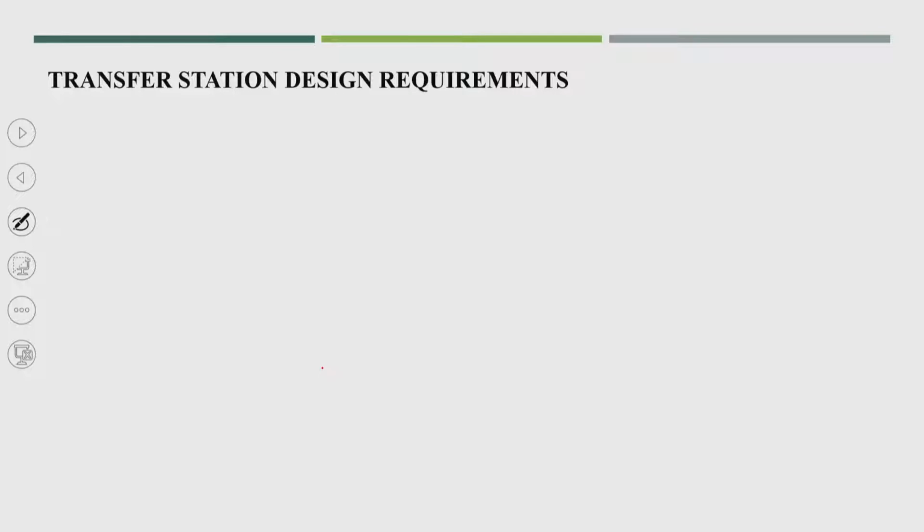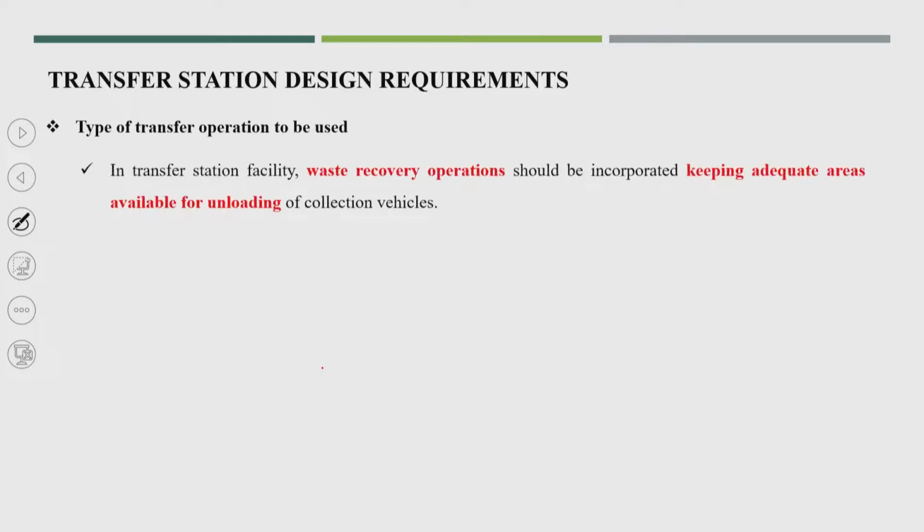Now, the transfer station design requirements. Before going for the location, there is one very important issue that needs to be discussed while designing the transfer station: what are the different factors that have to be considered before finalizing the design. The first is the type of transfer operation to be used.